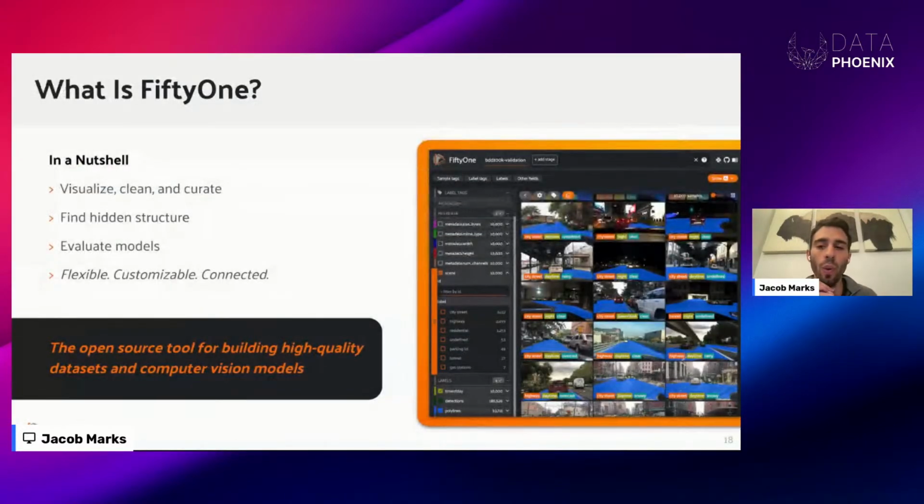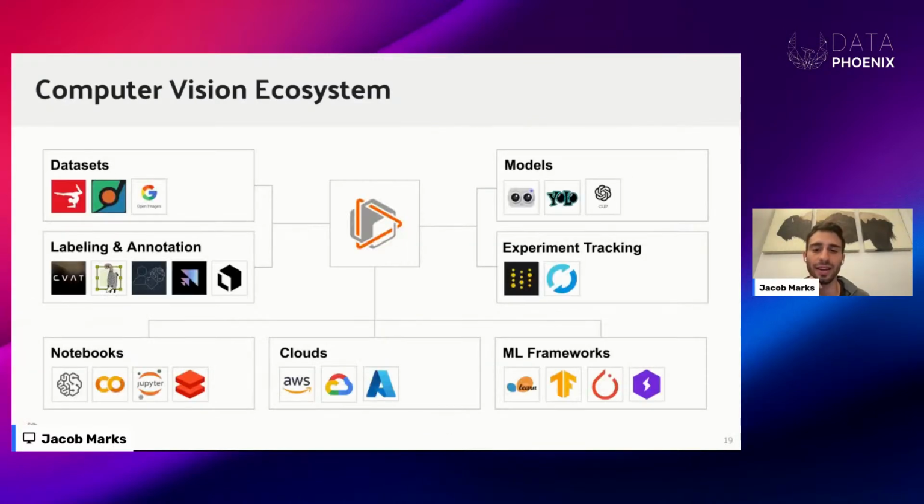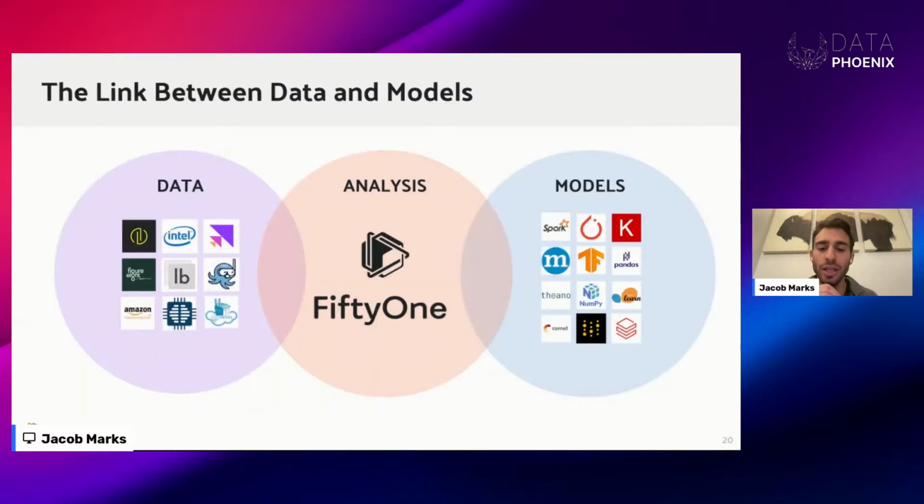So FiftyOne is a toolset that is built to enable data-centric workflows. In a nutshell, it allows you to visualize, clean, and curate your data to find hidden structure, to evaluate models, and it is at its core flexible, customizable, and connected. So it's connected to many other tools and parts of the machine learning and computer vision ecosystems. And more concretely, you can think about it as the link between your data and models.